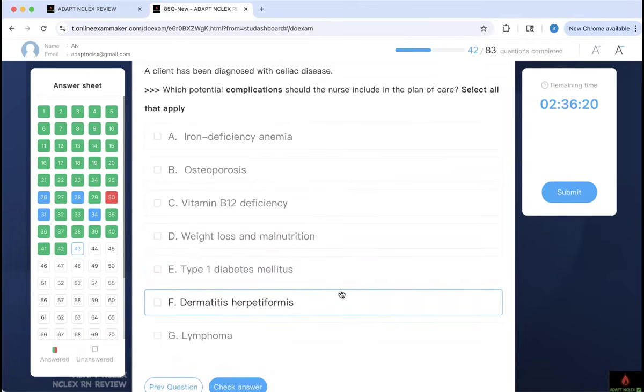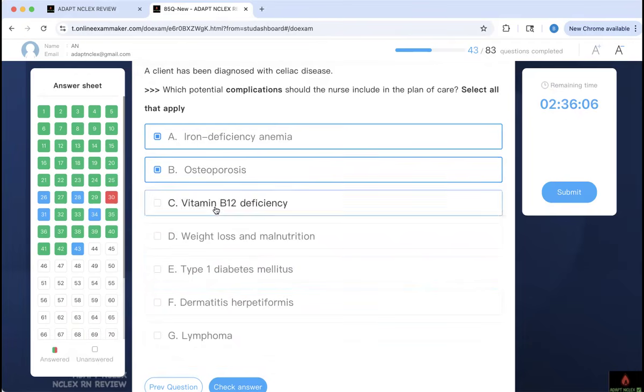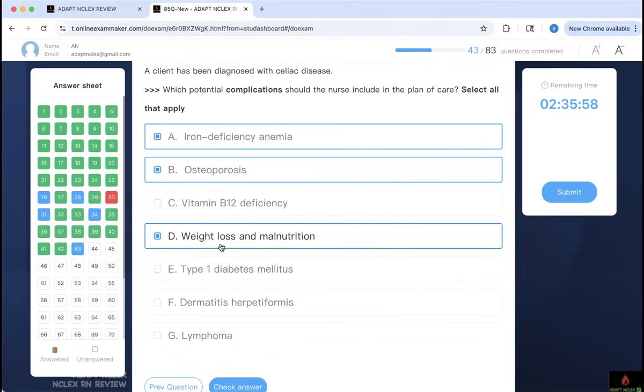You pick your answer, stop the video, pick your answer. But due to malabsorption, you're going to have iron deficiency anemia. You're going to lack calcium, you're going to have osteoporosis. B12 is not associated with that because it has nothing to do with the terminal ileum. You're going to have weight loss and malnutrition.